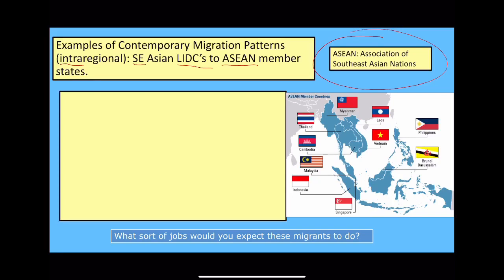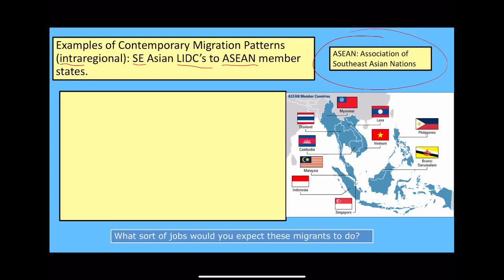So again, sort of a similar grouping like the EU. Not going to be exactly the same, but you'll find groupings like the EU all around the world, where countries have joined together to form a larger group.